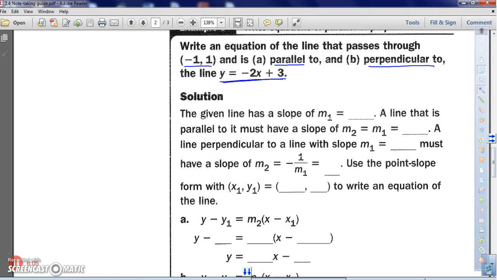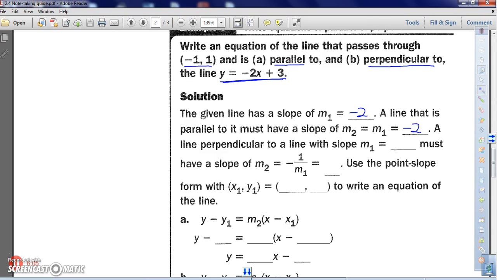Now first of all, we know that lines that are parallel have the same slopes. So as I look at the equation that I'm comparing to here, y equals negative 2x plus 3, the given line has a slope of negative 2. That's the m. So a line that's parallel must also have a slope of negative 2.